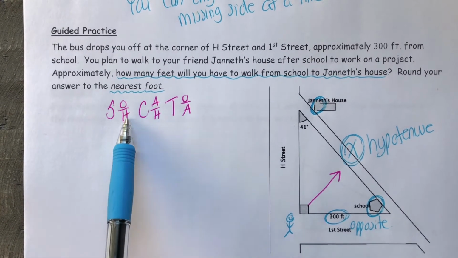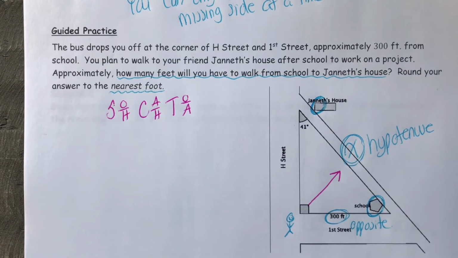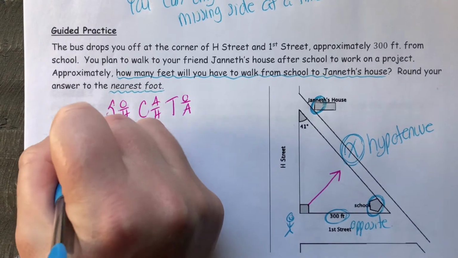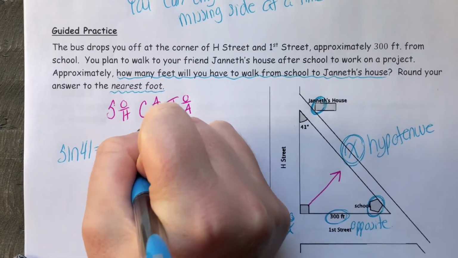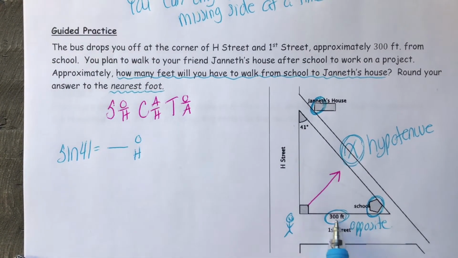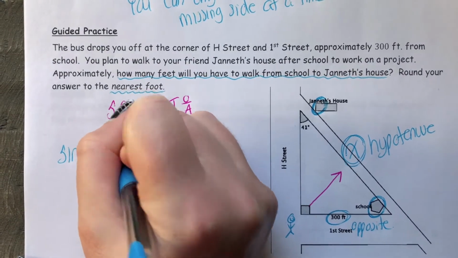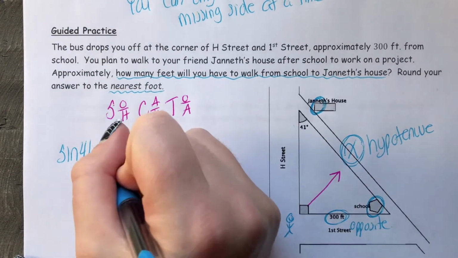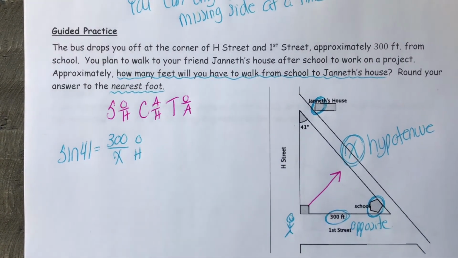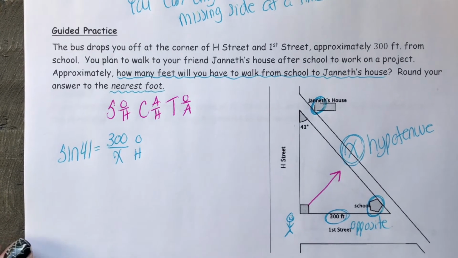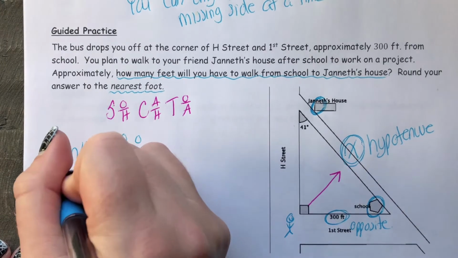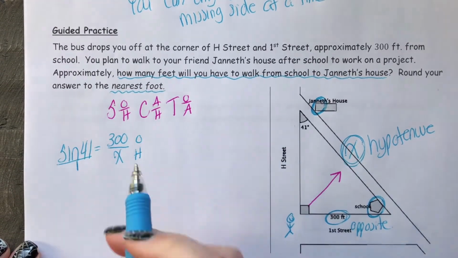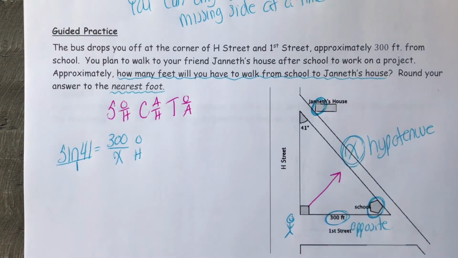I can see opposite and hypotenuse would be sine, so that's what I'm doing here. So when I find sine of 41 degrees, it should equal my opposite over my hypotenuse. Well, my opposite side was 300 feet, and my hypotenuse I'm not sure about yet. That's going to be my x. And then it's just like the do now. It's what we've been working on for a few days. Anytime I have a fraction, I want to make the other side a fraction as well. And you can always do that by putting it over 1.